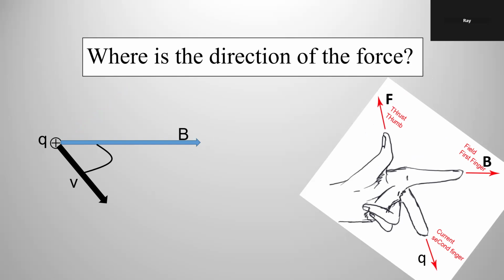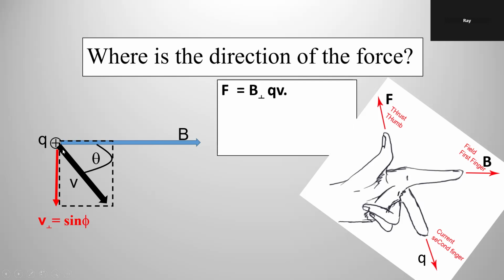There's already one direction taken. Up or down is taken already by the charge. Then left or right is taken by B already. So it has to be out or in. Right? You can alternatively think of V as perpendicular to the field. That means that's the action of the current. And BQV sine theta. That's out of the page again. Same thing.